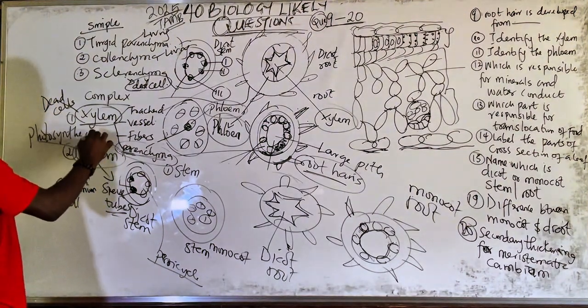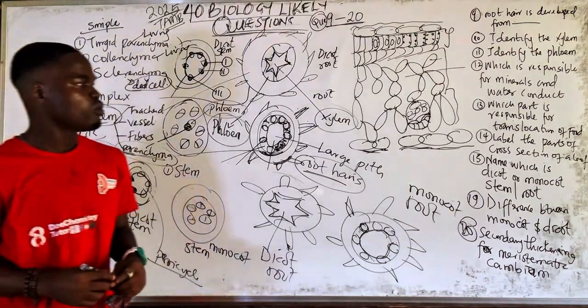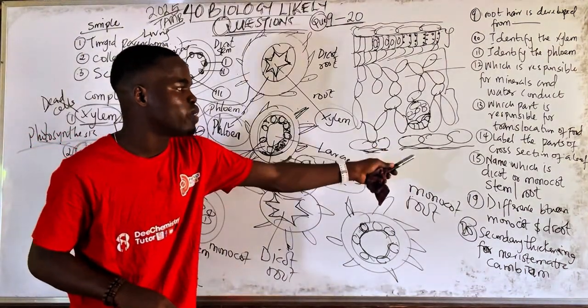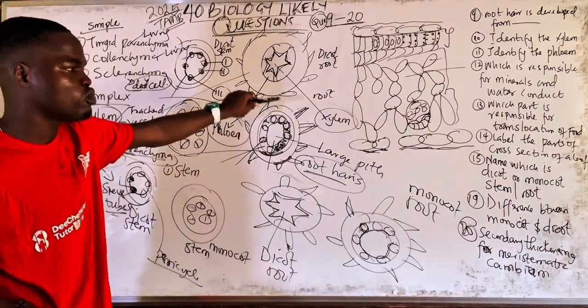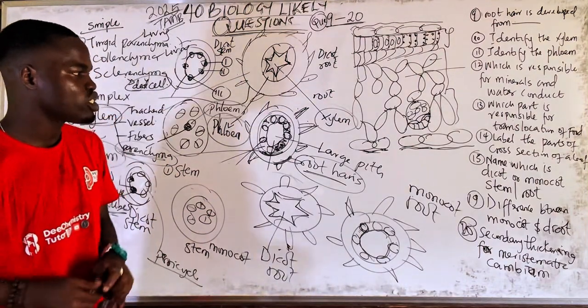Photosynthesis. Okay? Very easy. All right. What is the next one? Label the part of cross-section of a leaf. That is where we'll go to now. Okay? Cross-section of a leaf.